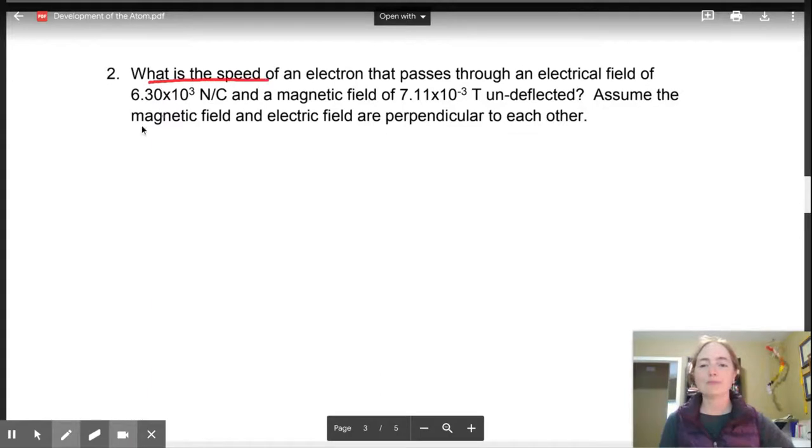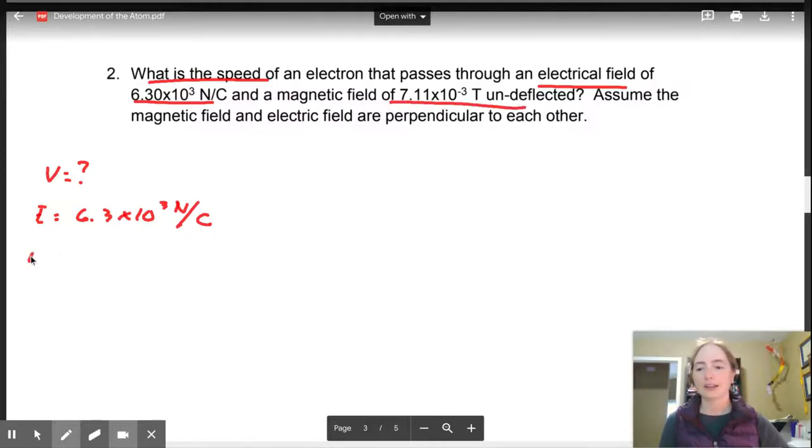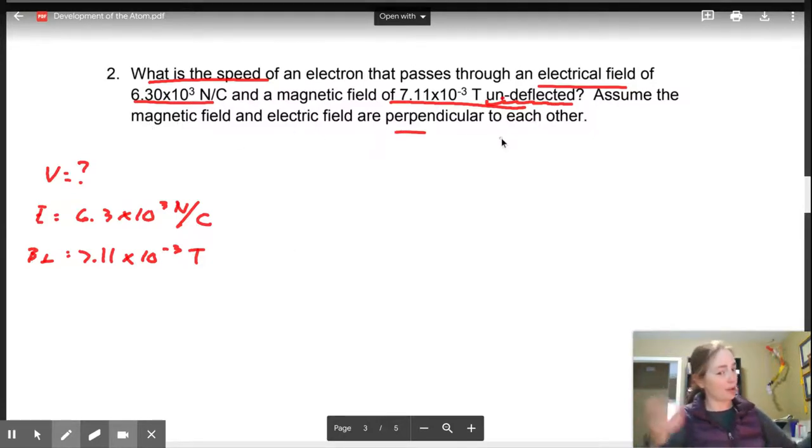So what is the speed? We've been asked to calculate v of an electron that passes through an electric field. Here's our electric field strength of 6.3 times 10 to the power of 3 newtons per coulomb, and a magnetic field of 7.11 times 10 to the power of negative 3 Tesla, undeflected. Assume that the fields are perpendicular to each other. So undeflected, ladies and gentlemen, what does that mean we do?